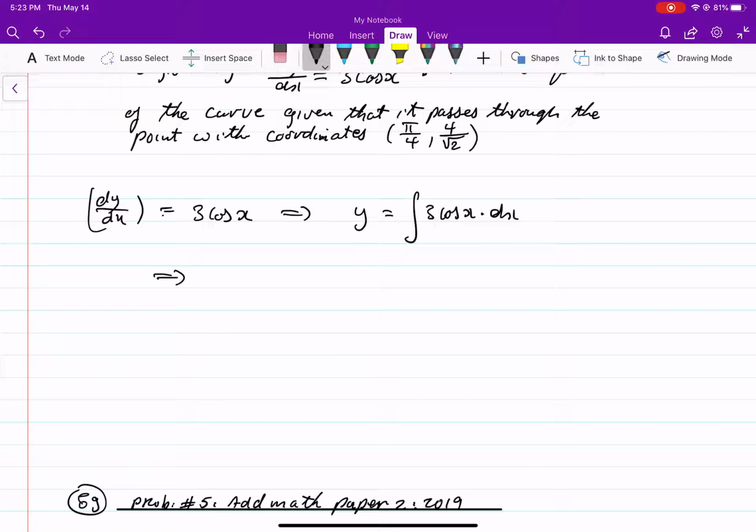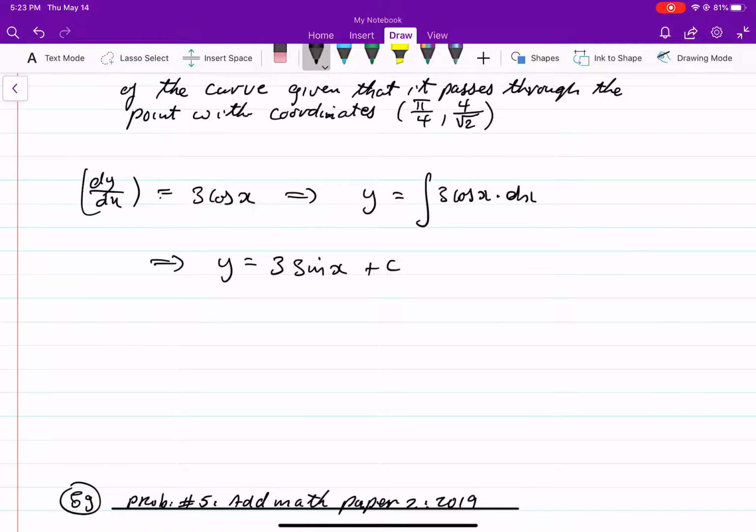And therefore y would be equal to, well, remember what you get when you integrate cos, you just get sine. So 3 sine x plus c. Can't get any easier than that. But the curve passes through the point with coordinates pi upon 4 and 4 upon root 2. So if we plug in, I hope you all remember your surds. The y coordinate is 4 upon root 2. We'll get 4 upon root 2 is equal to 3 sine, and the value for x is pi upon 4 plus c.